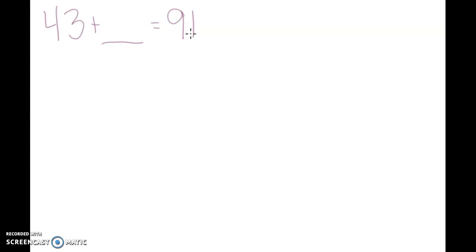So remember, we're going to come over here and we're going to do our math mountain. So the first thing on the top of our math mountain is our whole. Our whole in addition is always our answer. So 91, then put your 2 subtraction signs, and then we can plug in our parts. Our first part is 43. Do we know our second part? No, we don't. So go ahead and you can put your box. And don't forget your plus sign.